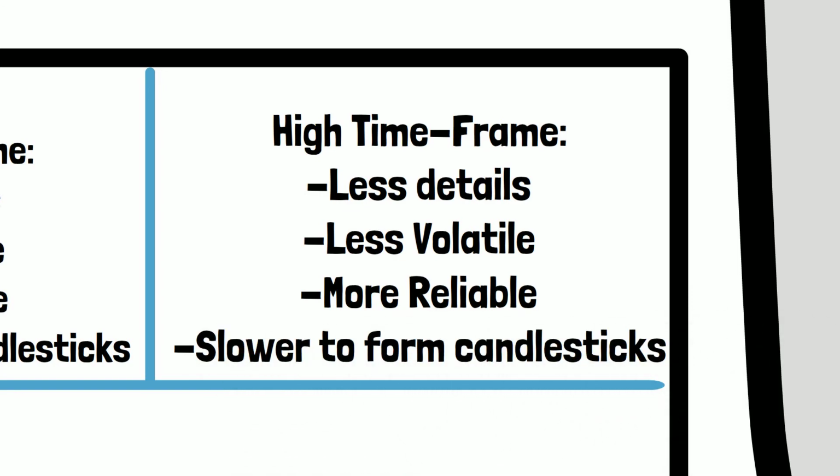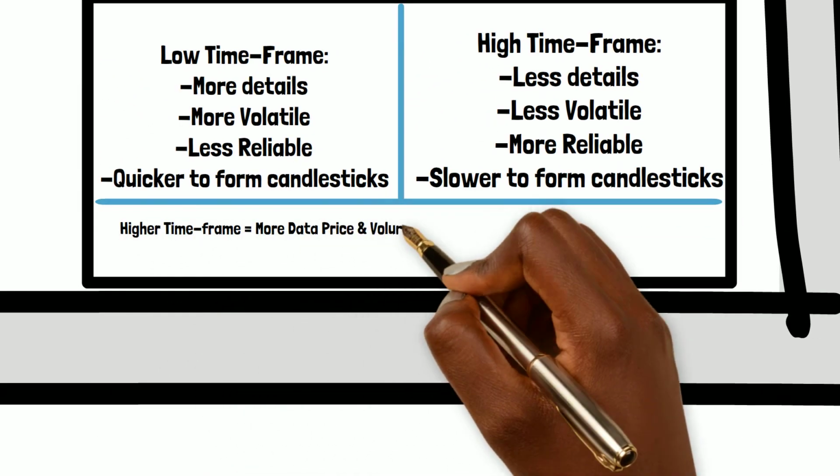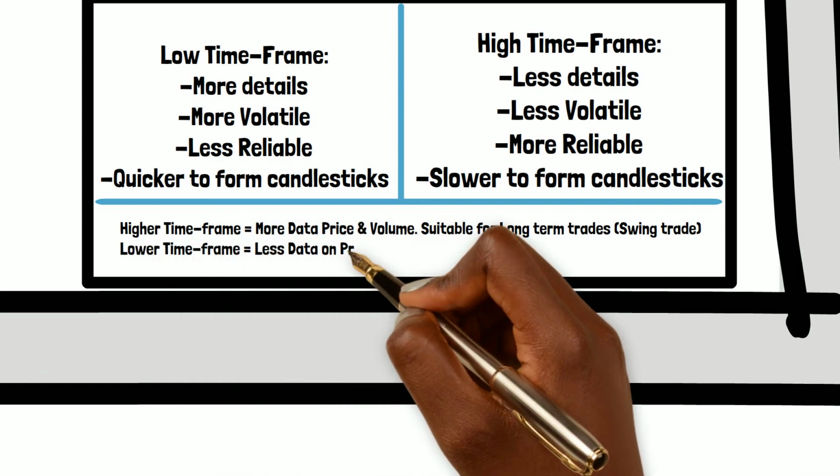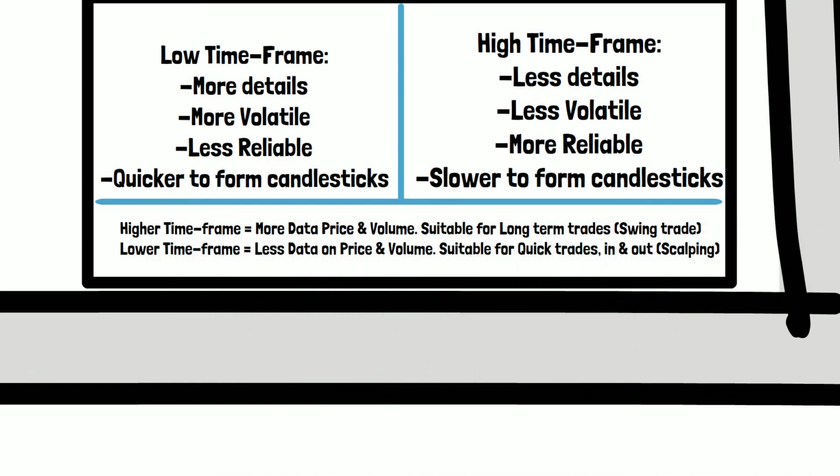A 1-day candlestick is made up of 6.5 hours of data. A 5-minute candlestick is made up of 5 minutes of data. Easy to say which one is more reliable. One just takes longer than the other to execute. In this game, patience is a virtue.